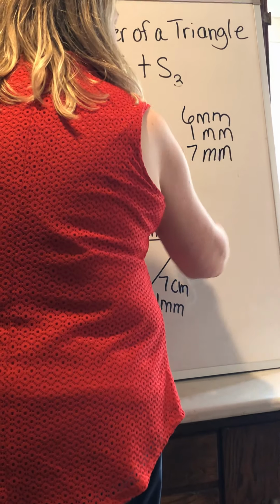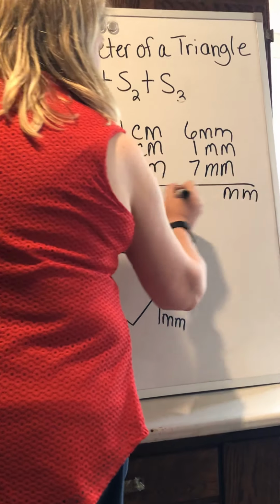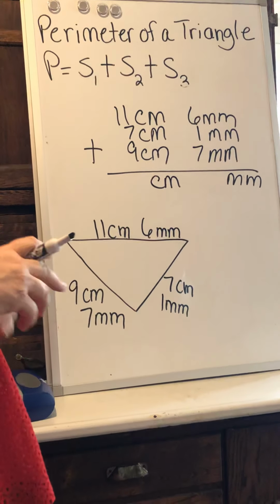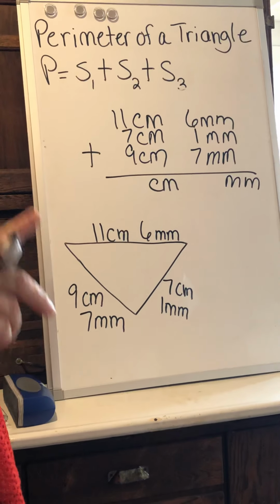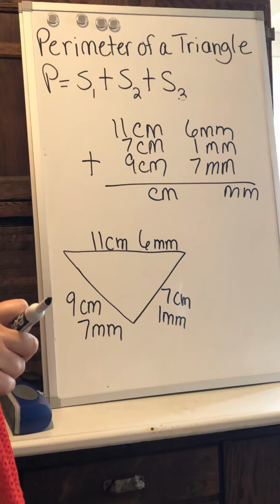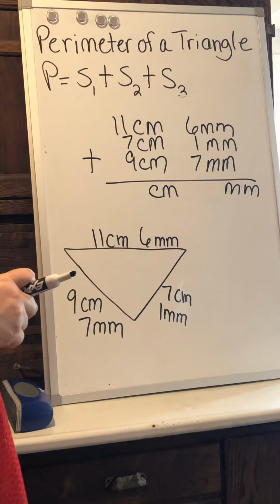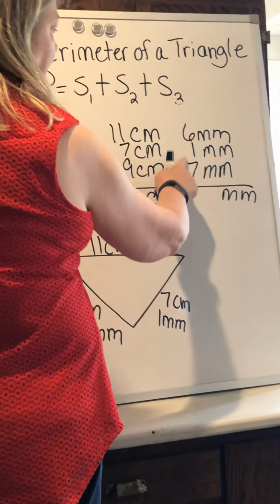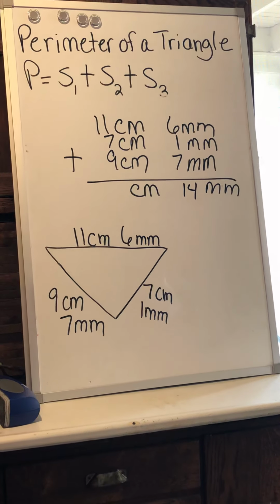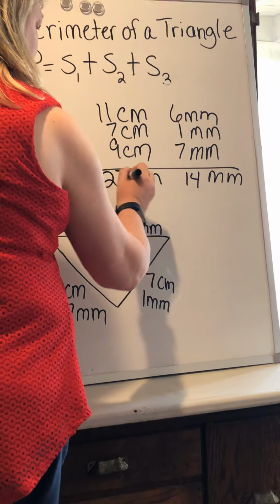So go ahead and take a moment and add all that up. Make sure you keep your millimeters over here and your centimeters over here because they are different from each other. Let me ask you while you're doing that, which is larger, a millimeter or a centimeter? Hopefully you said a centimeter is larger. Once we add all that up, you should have 14 millimeters. And how many centimeters? You should have 27 centimeters.